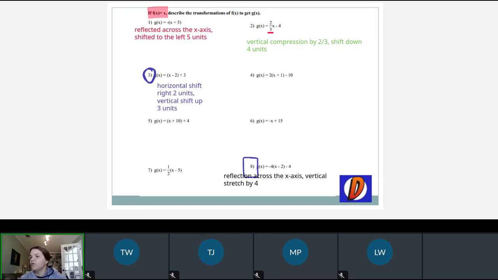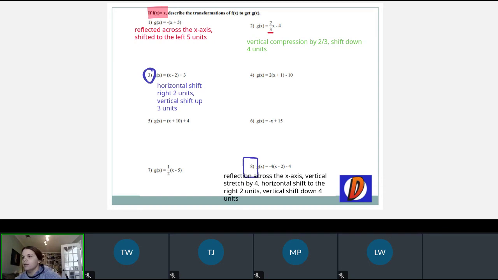Now, let's take care of what's in the parentheses. If I'm subtracting 2 in the parentheses, that means it's a horizontal shift to the right 2 units. And lastly, if we take care of the minus 4, that's going to be a vertical shift down 4 units.